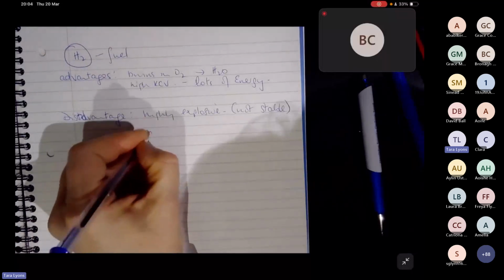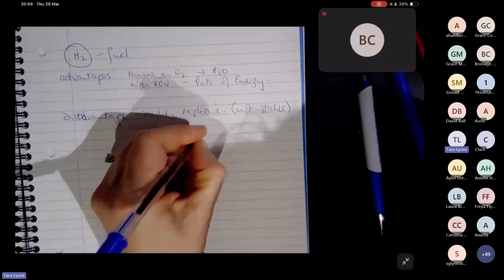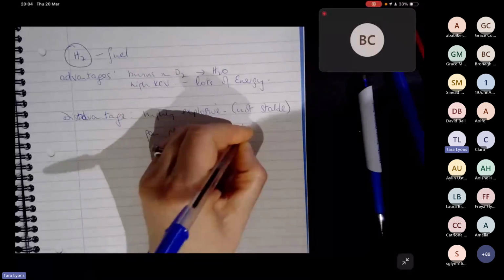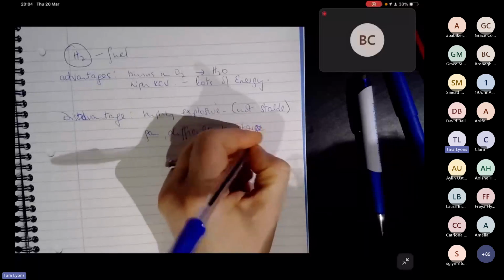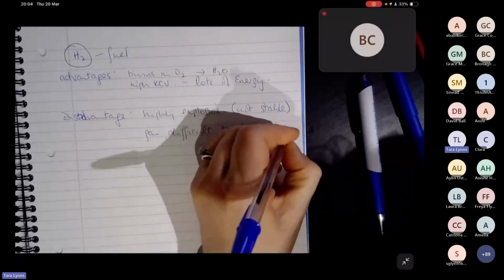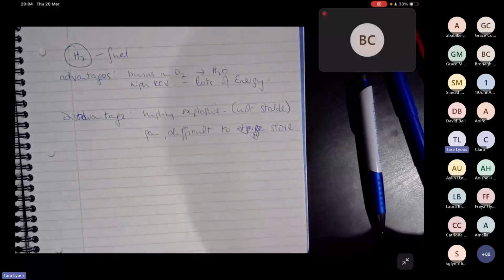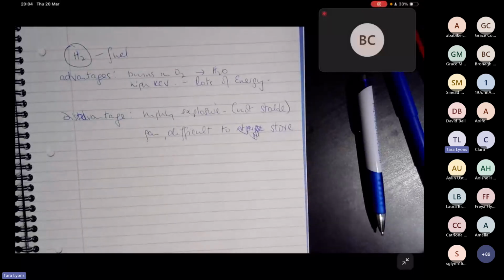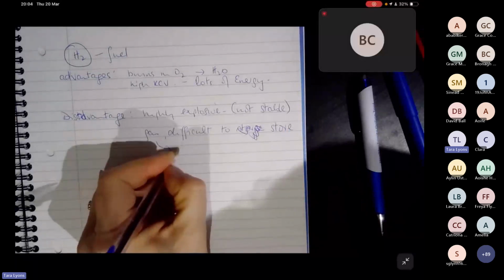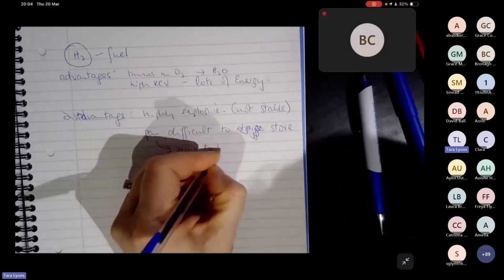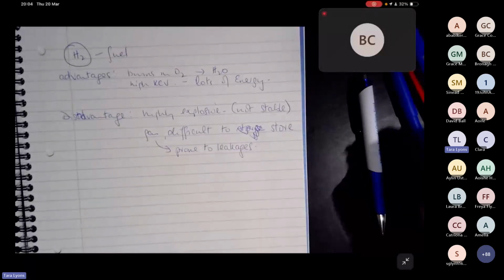Right? It's a gas. So, it's difficult to store. If you're going to store it, you're probably going to store it under pressure. And if you're storing gases that are highly explosive under pressure, well, that's not good. You know what I mean? That's not an advantage. That's definitely a disadvantage. And if it's a gas, it's also prone to leakages. Right? It's difficult, do you know what I mean, to know when it's leaking or not.